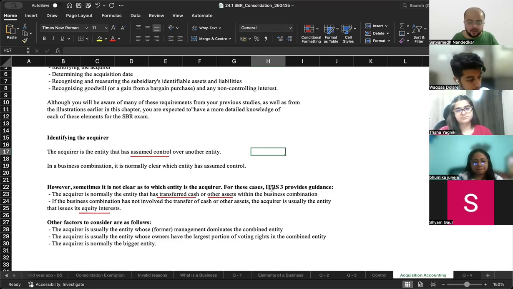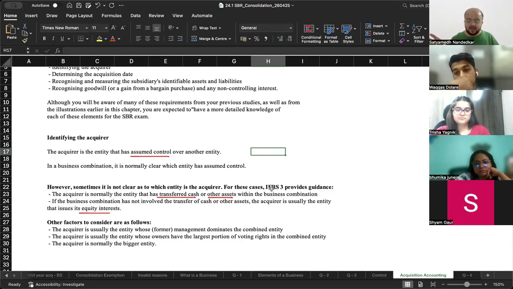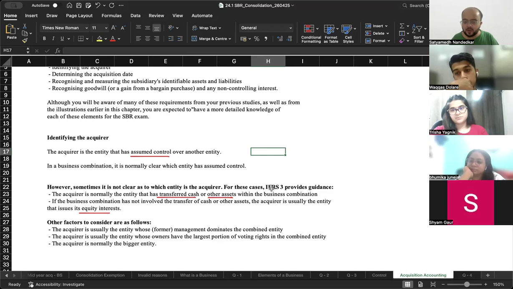Other factors to consider: the acquirer is usually the entity whose former management dominates the combined entity. Exam में आपको बहुत mixed signal मिलेंगे यहाँ पे. That in a board, there are 5 directors, 3 are appointed by one company, 2 are appointed by other company. आपको लगेगा यार ये 3 वाले को मैं acquirer बोलता हूँ. फिर next line होगा the CEO is appointed by this company. फिर आपको confusion हो जाएगा. Right. फिर then they will say something like acquirer is usually the entity whose owners have the largest portion of voting rights. 50-50 हुआ तो फिर confusion होगा.